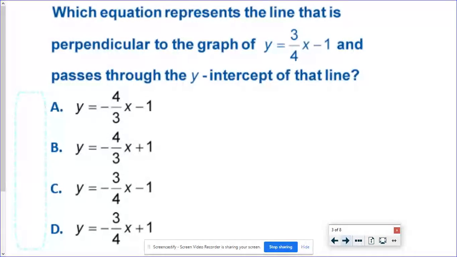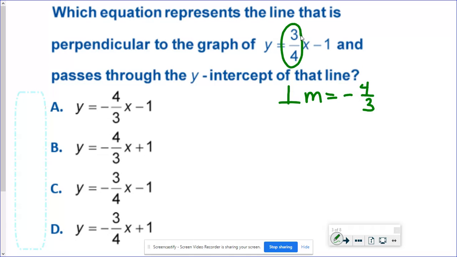Now back to the one that I already read. We want to go perpendicular to this graph. The slope of this graph is 3/4. The perpendicular slope, remember that's the symbol for perpendicular, would be the opposite reciprocal, which means change the sign, so it's a negative, and flip it. So I know that I'm going to need a slope of negative 4/3, which means that it's got to be A and B. Negative 3/4 for C and D, those two don't work.